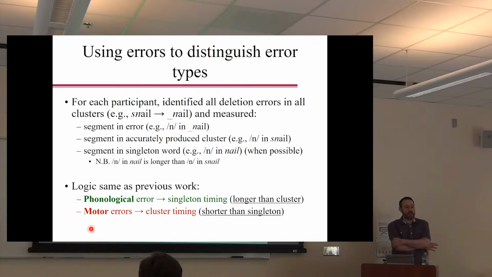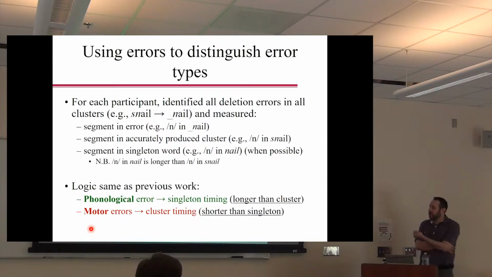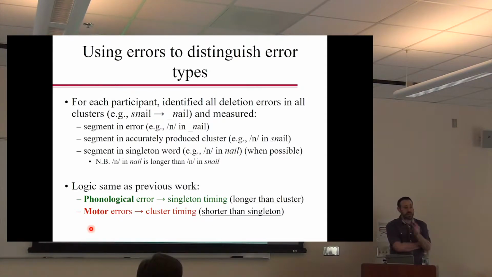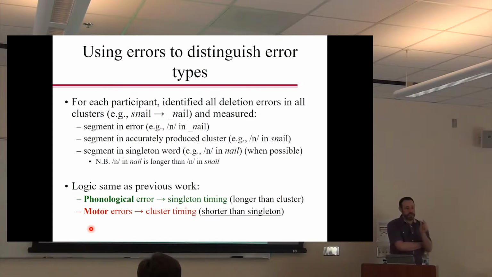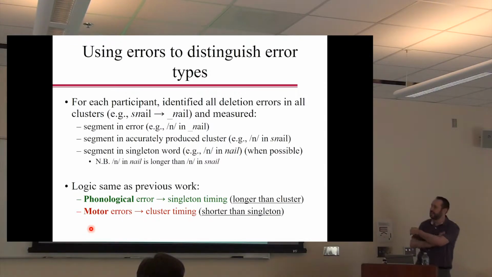So for each time somebody made an error, like trying to produce the word snail and producing it without the S, producing something that sounds like nail, we looked at three things when we could. We looked at the duration of that N in that error token when it was supposed to be snail and it was produced as nail. We looked at the duration of that N in a correctly produced snail, which we had most of the time because each word was produced at least 4 times for the baseline words, and then a lot of them were produced 12 times because they were in both the baseline lists and the other lists.